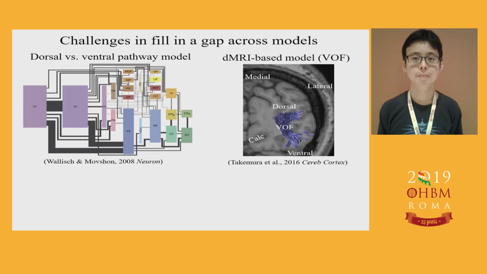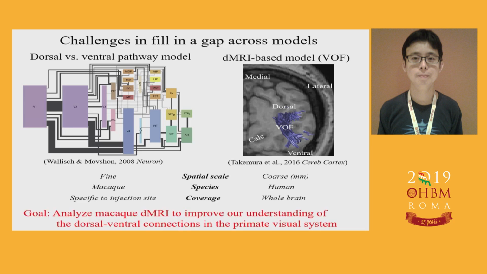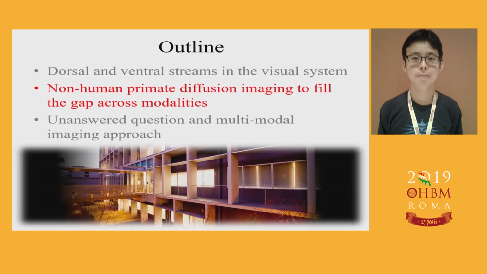However, these different models are very difficult to compare directly because they were performed at different spatial scales of measurement and in different species. Also, importantly, the tracer studies are based on different injection sites, while MRI studies are much more whole-brain but at a coarse spatial scale. So in order to fill the gap between them, we decided to analyze macaque diffusion imaging data to improve our understanding of the dorsal-ventral connection in the primate visual system.